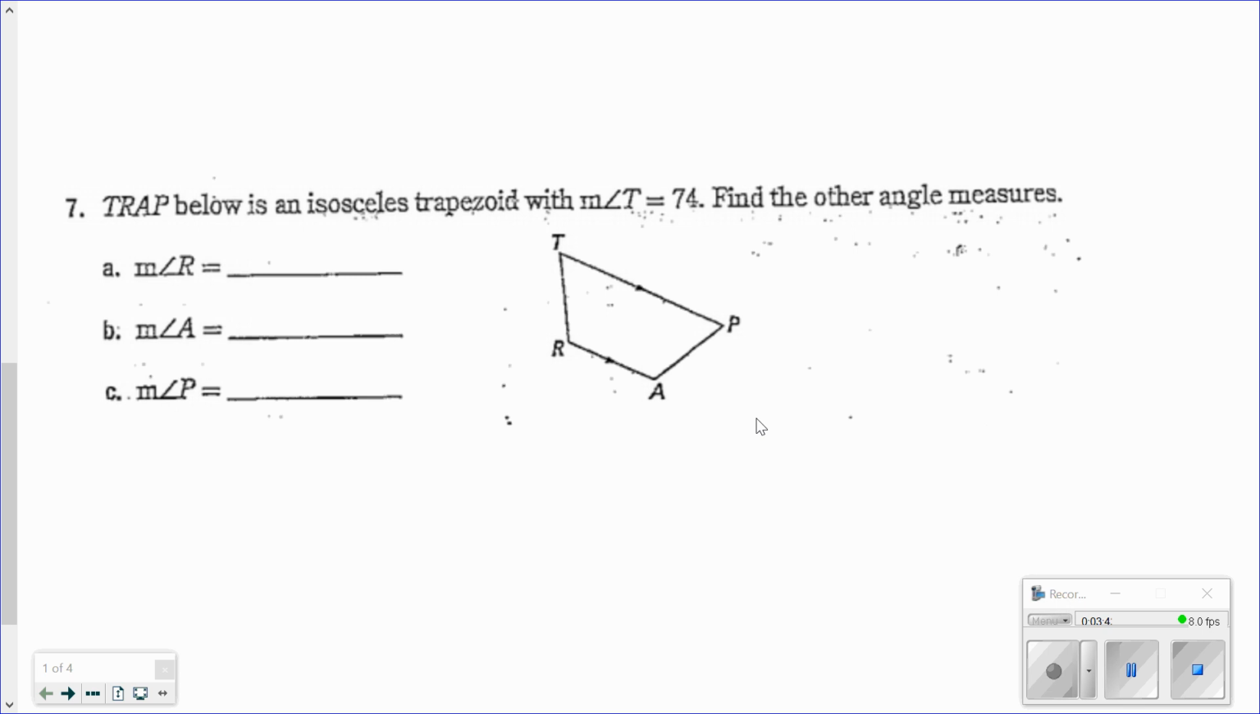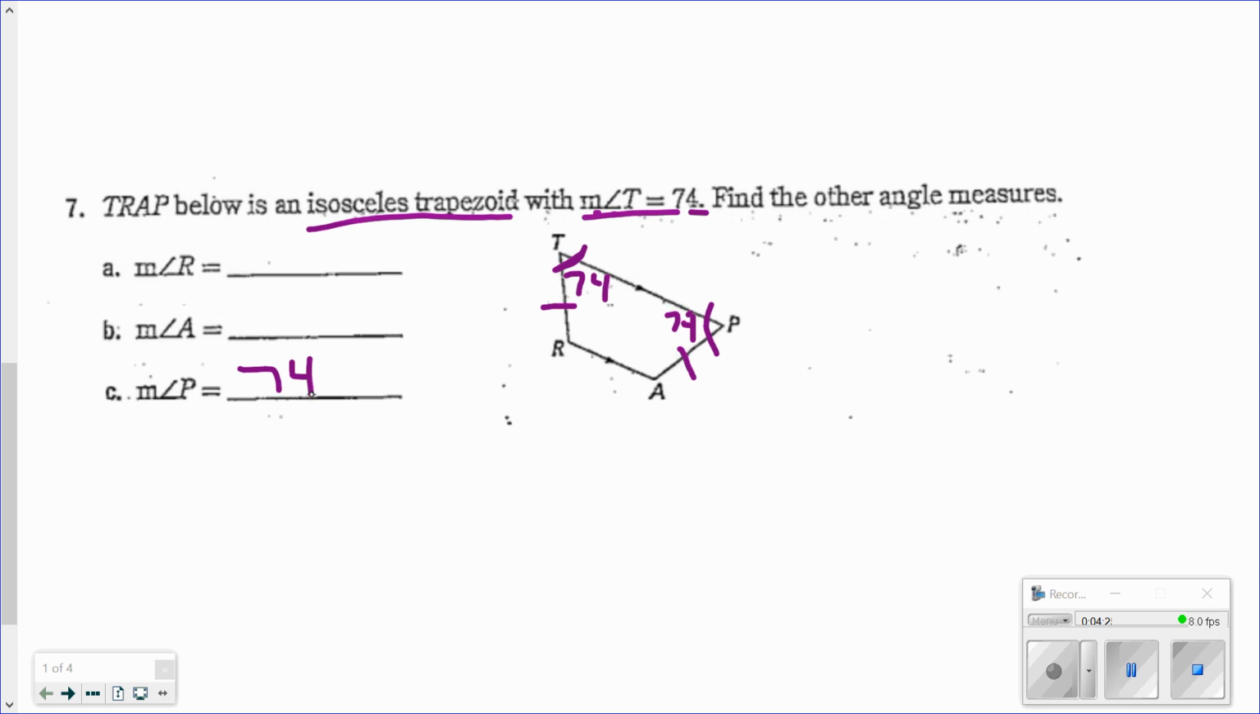Number 7, TRAP below is an isosceles trapezoid with the measure of angle T equal to 74. Find the other measures. All right, so angle T is 74, which means this is 74. Now we know this is an isosceles trapezoid, so by definition, that means that these 2 legs are congruent. Well, we also know that in an isosceles trapezoid, the base angles are congruent. So T is 74, that means that angle P is also 74. So I'm going to put that here, 74.